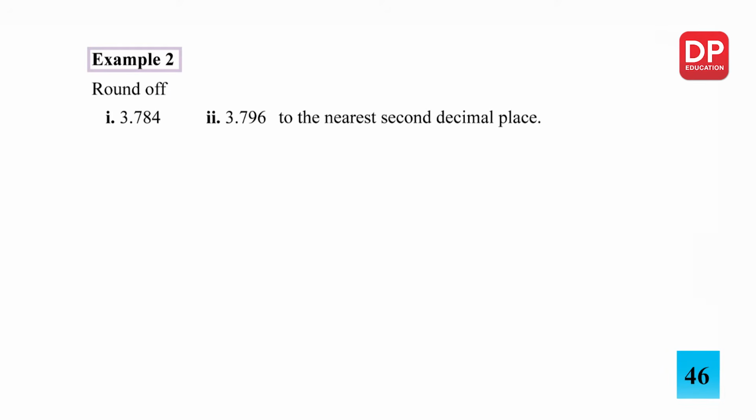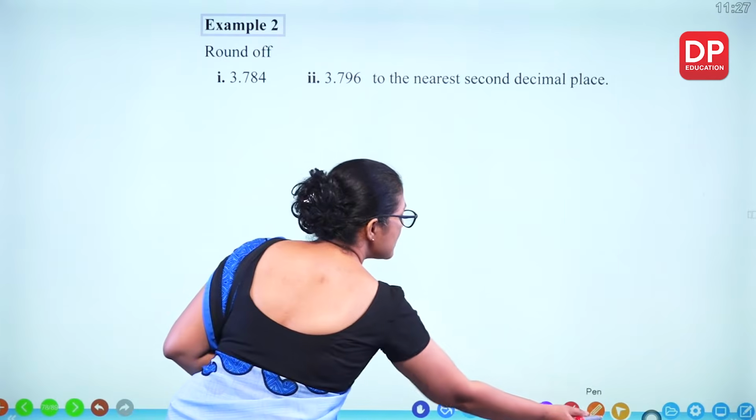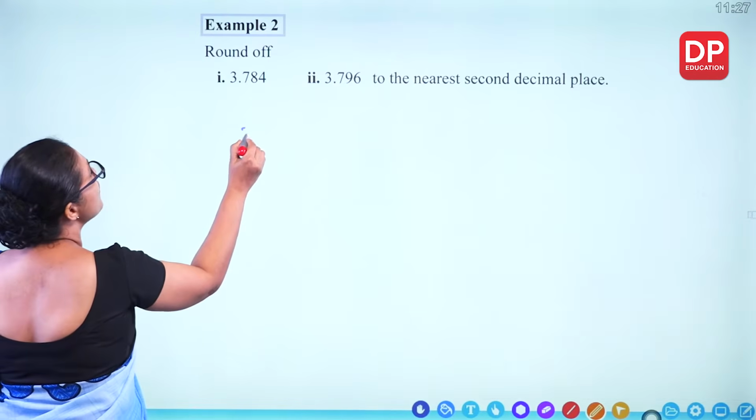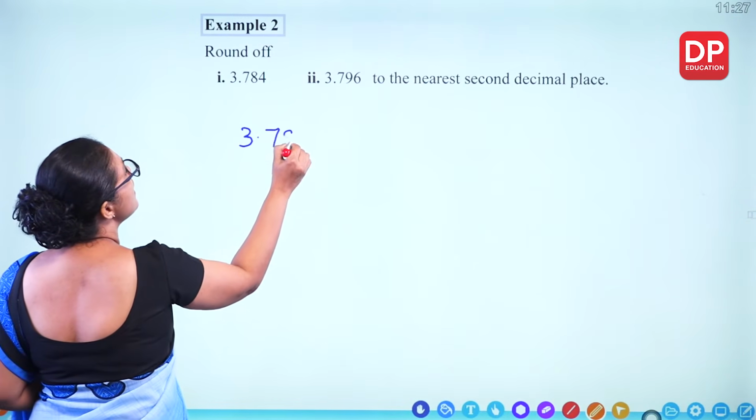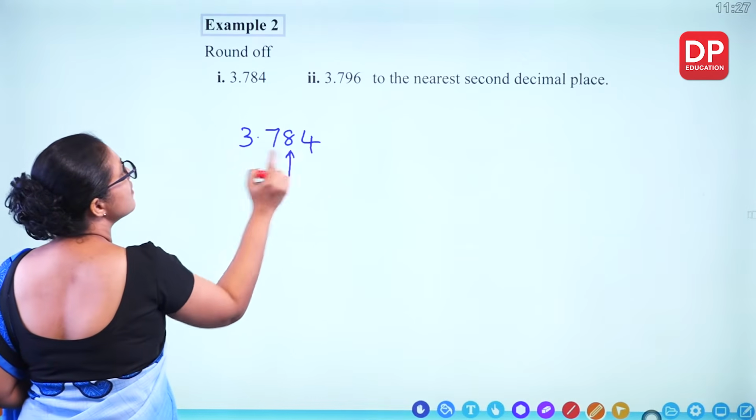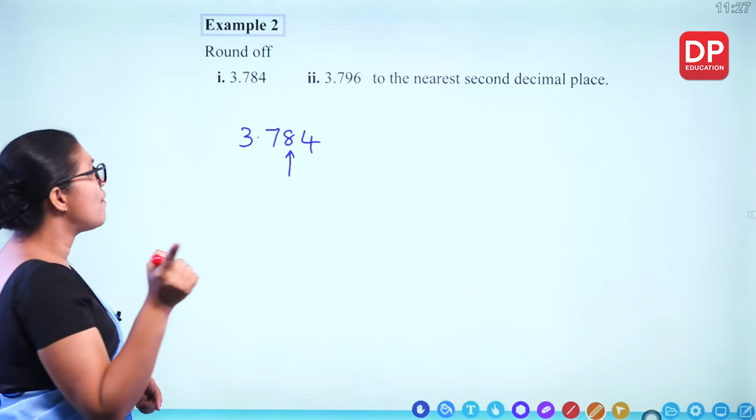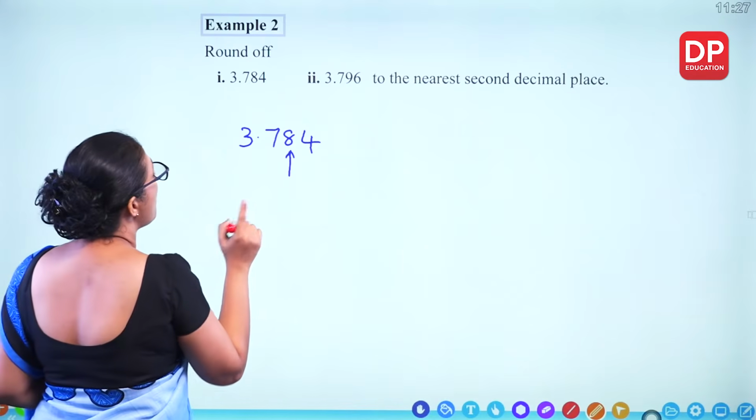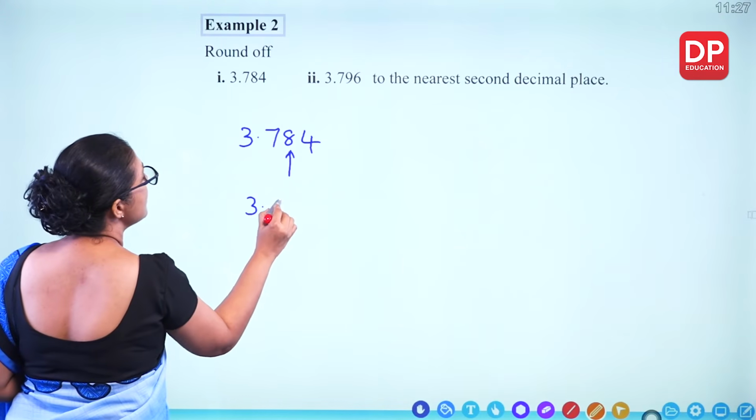Example number 2. Round off these two numbers to the nearest second decimal place. So we'll take the number 3.784. Second decimal place is this one. Next digit is less than 5. So you don't add 1. So 3.78.